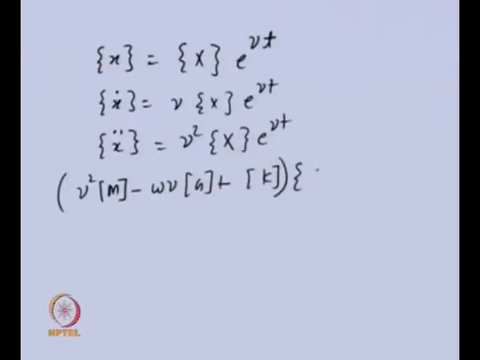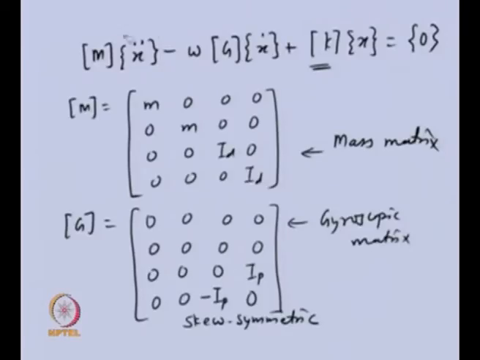And here these are the amplitudes, they are capital X, these are small x. So, these are not time dependent, but these are time dependent. So, if we substitute these equations in the equation of motion, we will get nu square m minus omega nu g plus k, x is common, capital X is equal to 0. So, this has come from the previous equation of motion after substituting the assumed solution.